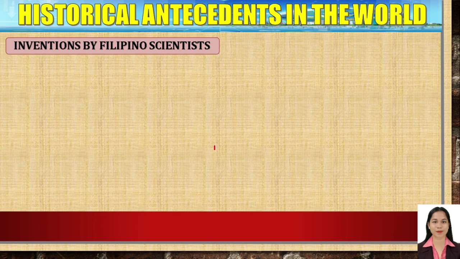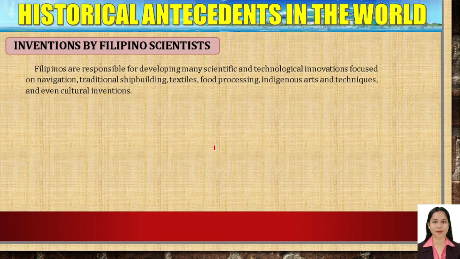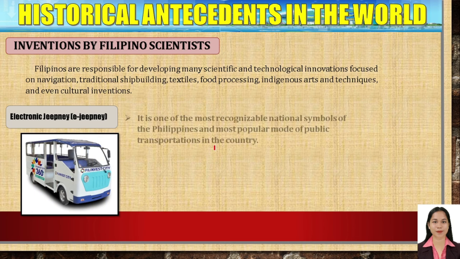So, throughout the Philippine history, Filipinos are responsible for developing many scientific and technological innovations focused on navigation, isa yun, traditional shipbuilding, textile, mga food processing, indigenous arts and techniques, and even cultural inventions. So the following are some of the most important inventions of the Filipino scientist. So number one is the electronic jeepney, or yung tinatawag nating e-jeepney. So it is one of the most recognizable national symbols of the Philippines and most popular mode of public transportations in the country that time.